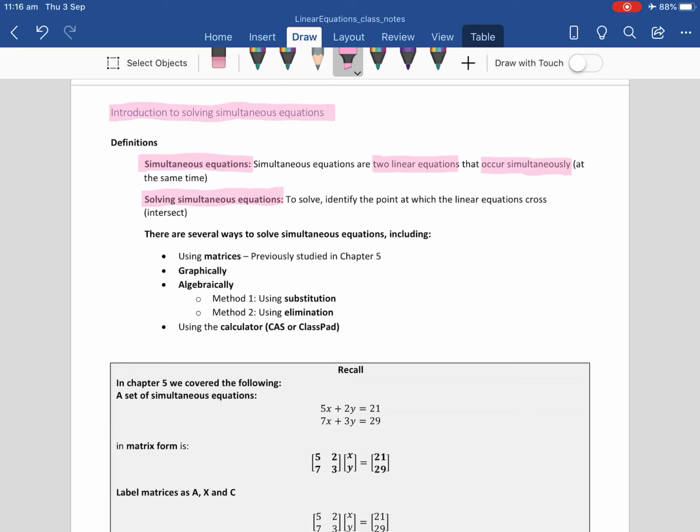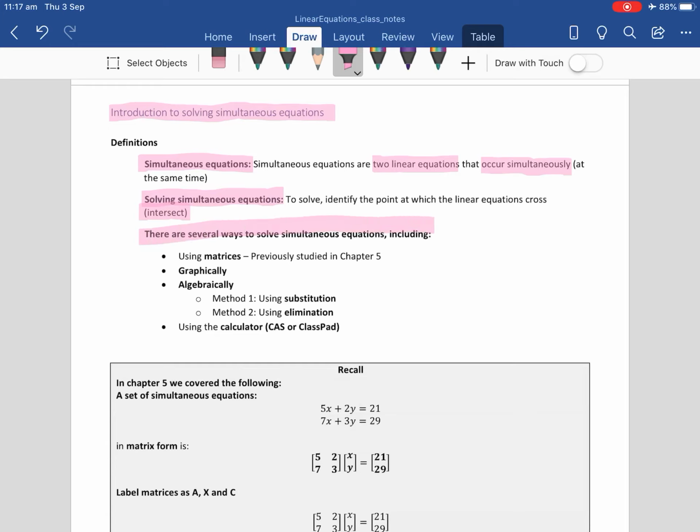Solving simultaneous equations. To solve, you need to identify the point at which the linear equations cross or intersect, which is what you'll see a lot. So when you have those two lines on a graph, where do they cross? Okay, that's the intersection, and that's the solution to those two lines. There are several ways to solve simultaneous equations.